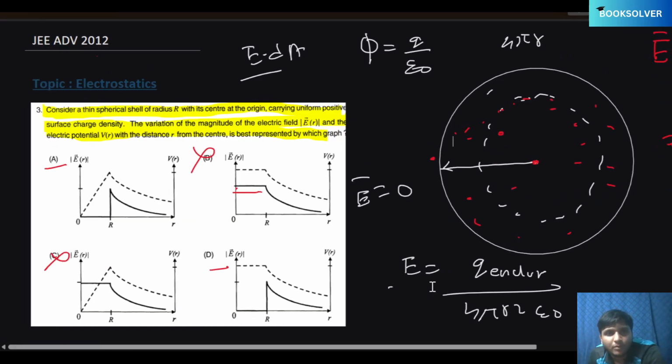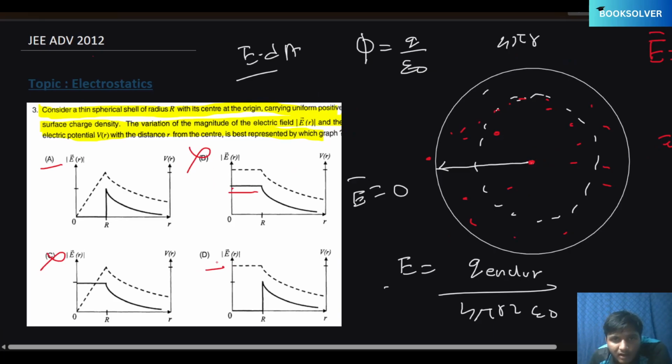This is shown by our option D. It is showing that the potential is constant and then it moves radially, and it should be equal to kq by r, that is basically the potential here. Here they are showing a linear relation, which is incorrect, because everywhere inside a shell the potential is constant, not directly proportional. So our option D is correct.